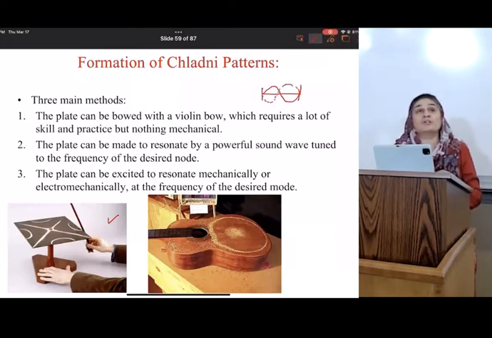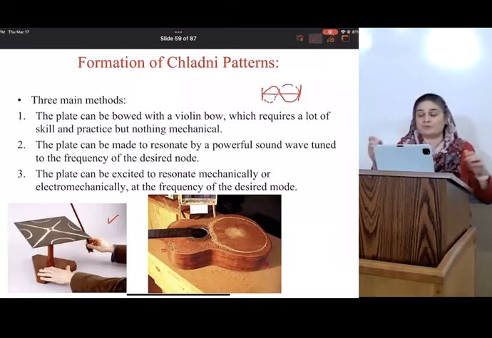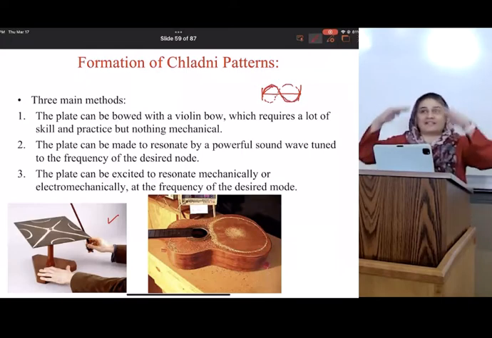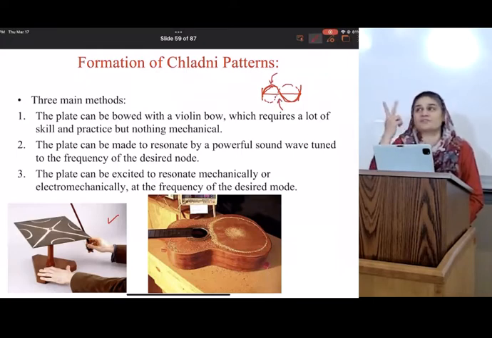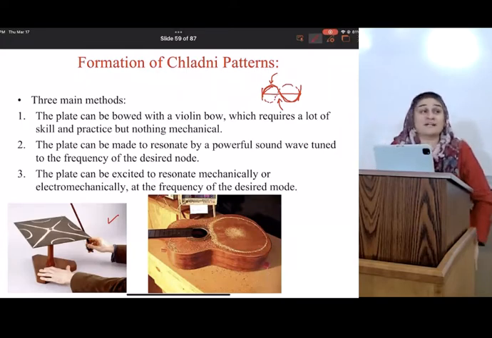So if you put salt or sand on top of a plate, where do you think the sand will collect if this plate starts to vibrate? Will it collect at the highest points or the lowest points? Take a wild guess. There's two choices. Highest or lowest? Okay, so that is a great idea.